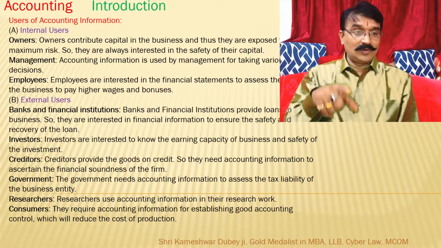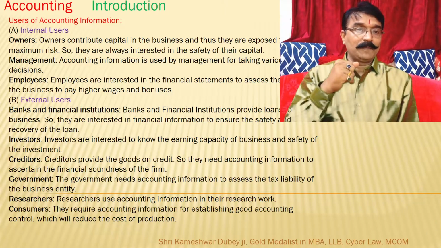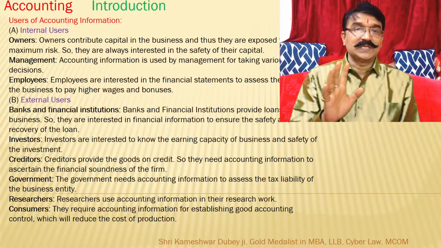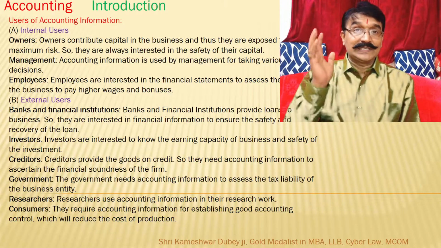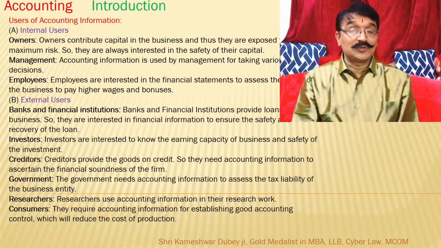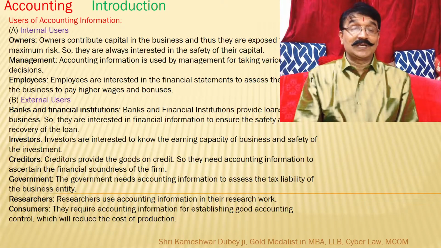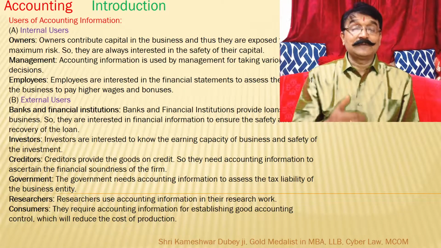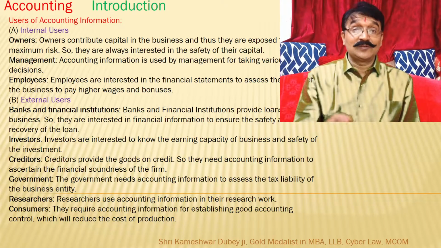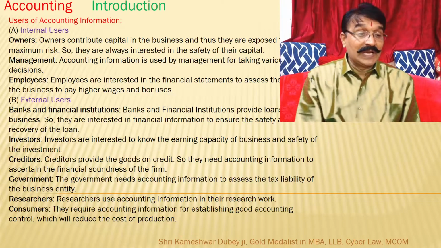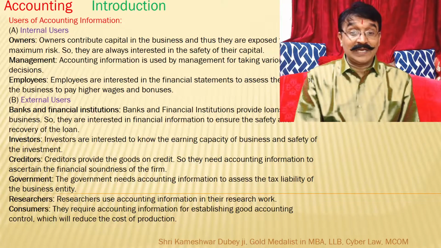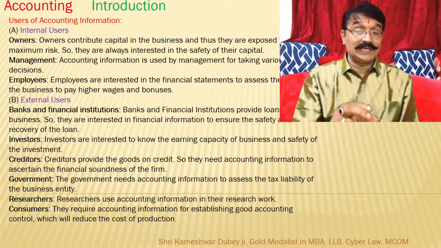There are two types of users: internal users and external users. Internal users are owners, management, employees. They all are interested to know what the condition of the business is, to expand it further, to take decisions further. External users are banks and financial institutions. They will decide on the basis of the accounting whether they should give the loan or not. Investors will decide whether to invest money in this company or not. Creditors will decide whether to lend money or not. Government decides how much tax liability arises.